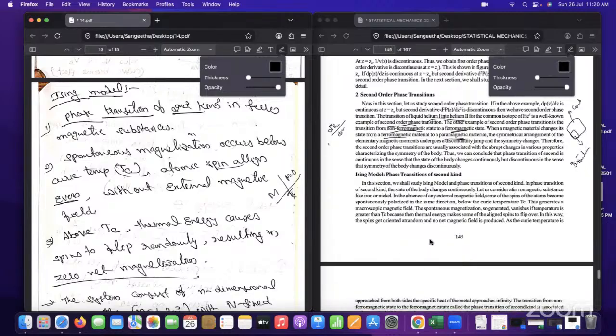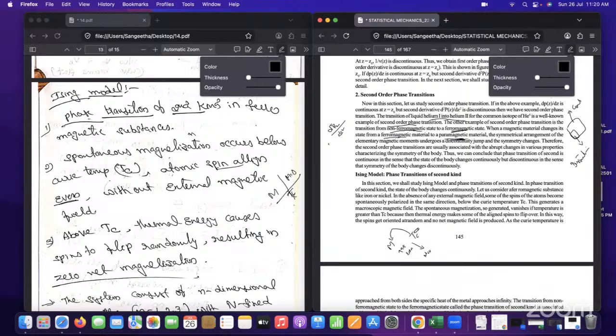So what we will write in this paragraph is: before Curie temperature, there is some magnetization and all the spins are arranged evenly. This is the before part. After, when the external magnetic field is zero. Here the magnetic field is equal to zero.